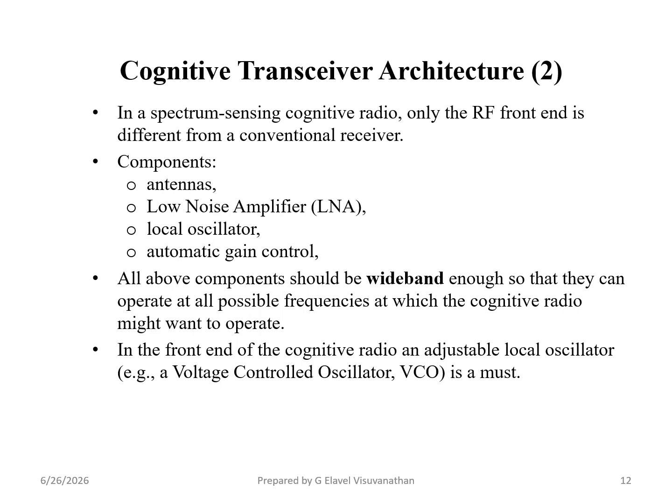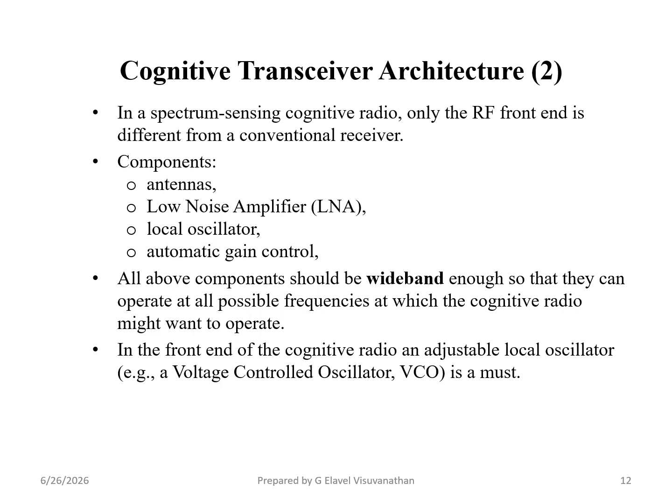So it is going to work on the principle of wideband. Wideband means here we are not going to use this cognitive radio in a narrow band. Narrow band means here we are going for only a particular band. Wideband means it will be applicable for all. So that was the point. All the above components should be wideband enough so that they can operate at all possible frequencies at which the cognitive radio might want to operate.